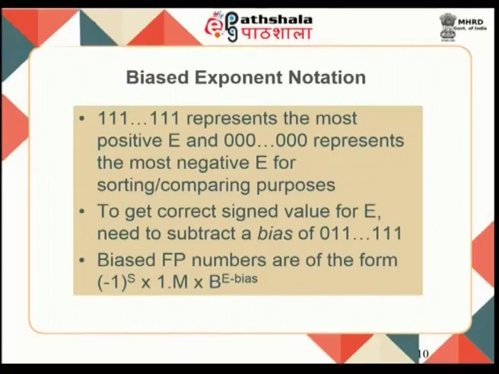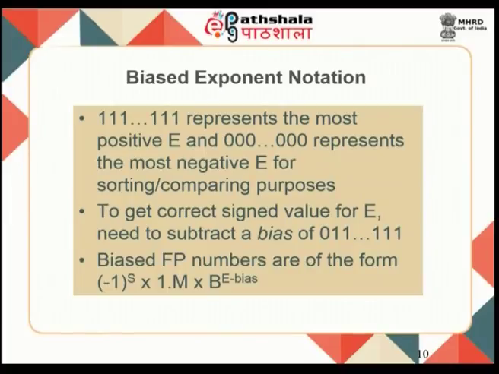So, that is why we go in for a biased exponent representation. And because we use a biased exponent notation, to get the correct signed value for the exponent, you need to subtract whatever bias value you added. So, biased floating point numbers are normally used, and they are of the form (-1)^s x 1.m x base^(e - bias). E is the actual exponent value, and because you added the bias, you have to subtract the bias now.